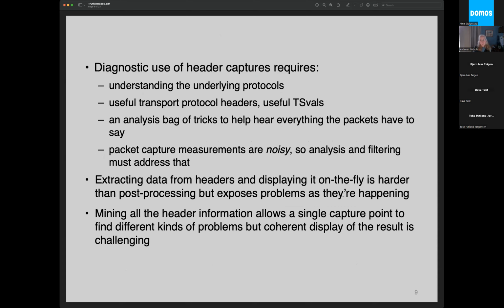Also, this isn't as easy as running a ping. The diagnostic use of header capture means that you have to understand the underlying protocols, and of course, they're always evolving a little bit. You need to have useful transport protocol headers, useful timestamps, and not everybody puts them in. Some people use 10 milliseconds and some people dither them. You also need an analysis bag of tricks so that you can really hear everything that the packets have.